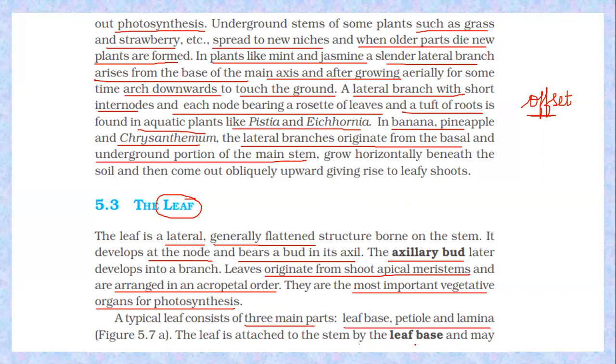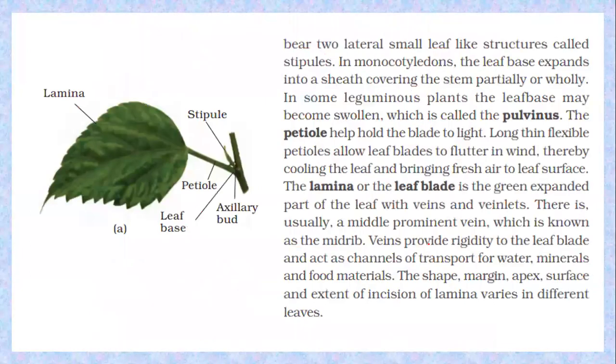The leaf is attached to the stem by the leaf base and may bear two lateral small leaf-like structures, which are known as stipules. In monocots, the leaf base expands into a sheath covering the stem wholly or partially. In some leguminous plants, the leaf base may get swollen to form the pulvinus.